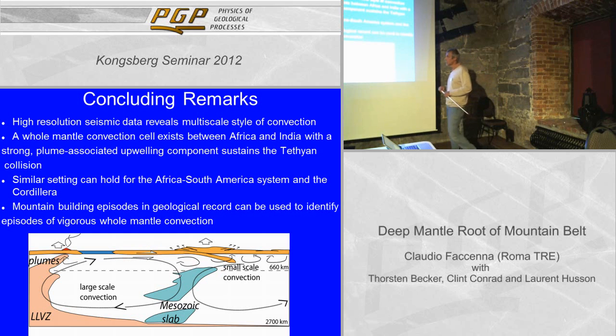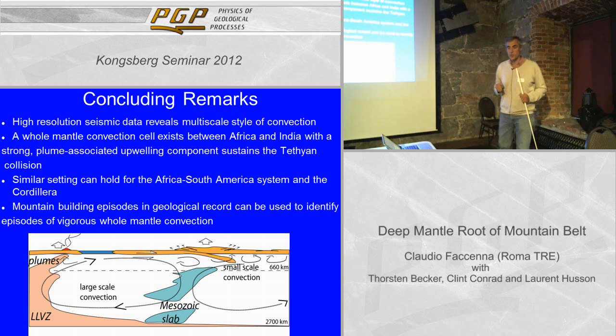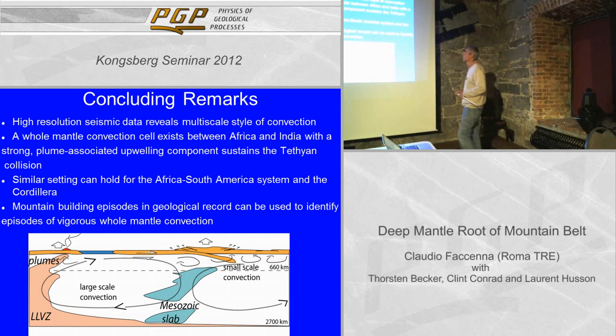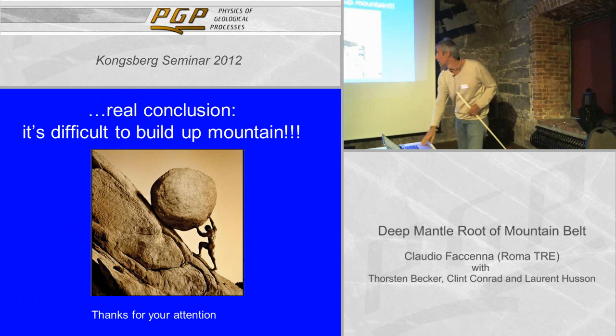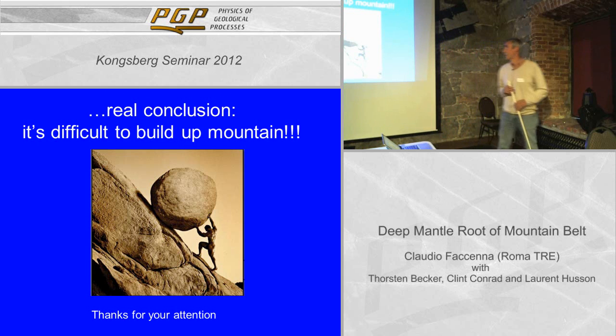And the anchoring of the slab into the lower mantle can fix the trench, and with a vigorous mantle convection, you can rise up also the other mountain belt systems. And I think that if it's true, we can use mountain building in the geological record to identify episodes of vigorous mantle convection that took place. And this is the real conclusion anyway.